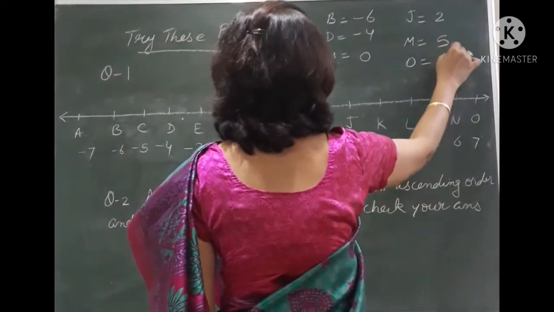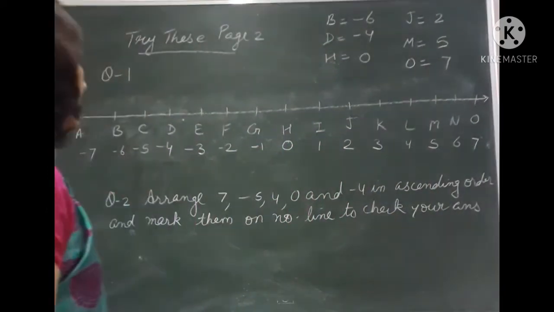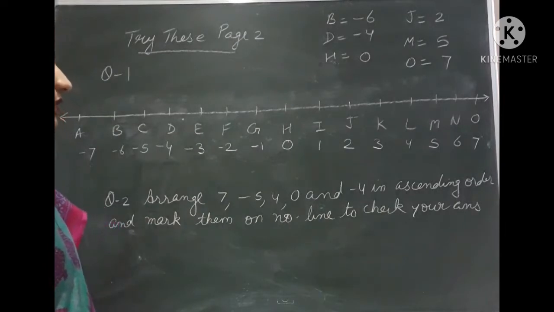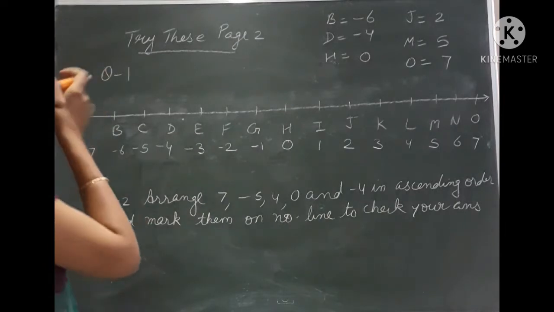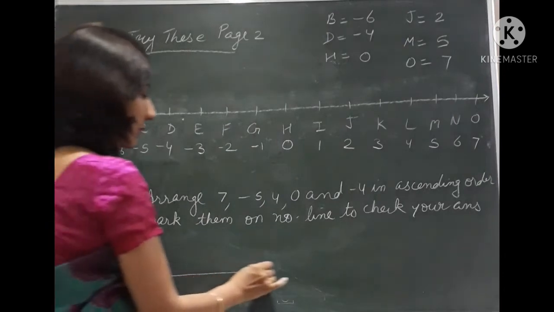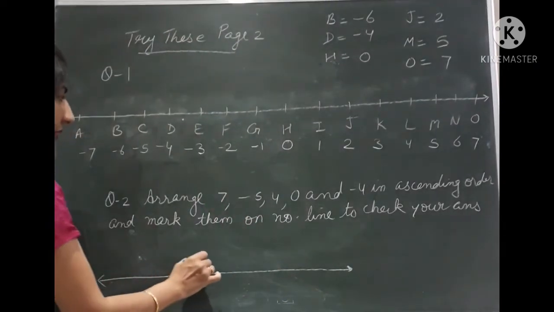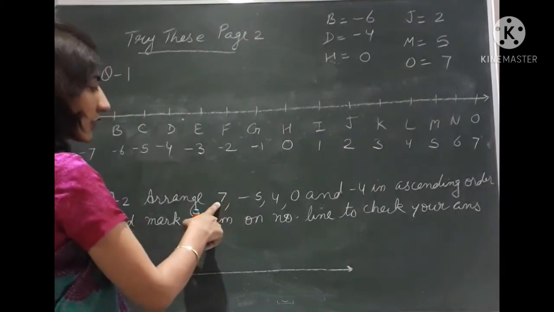and O is 7. Question number 2 is, arrange these integers in ascending order and mark on the number line to check your answer. So it's always better to mark on the number line and it is easy also. You can check your answer easily. In the number line, I am having positive till 7.